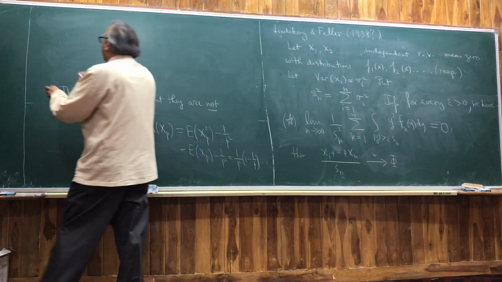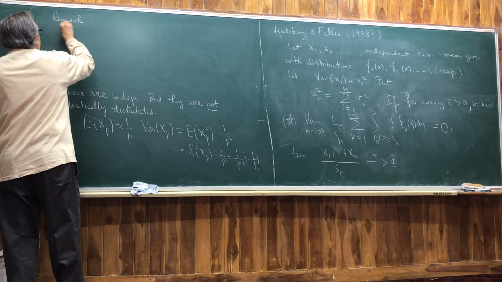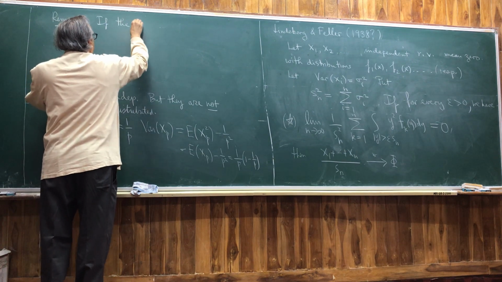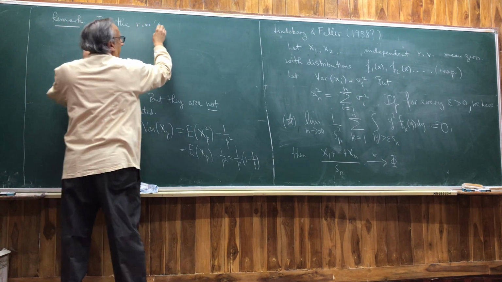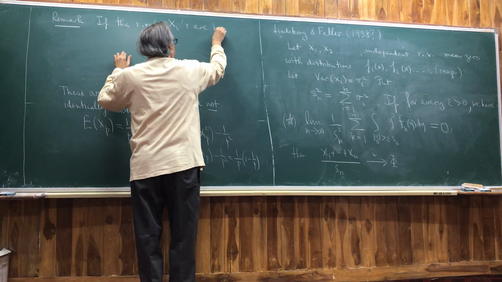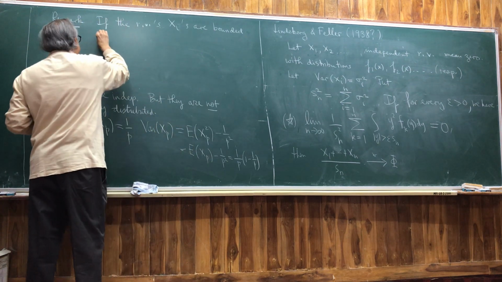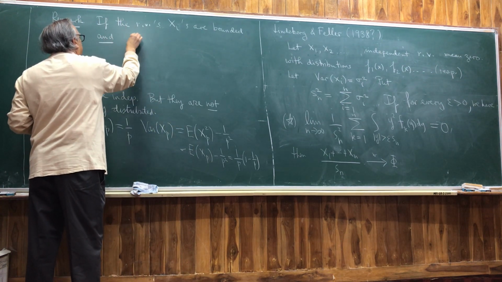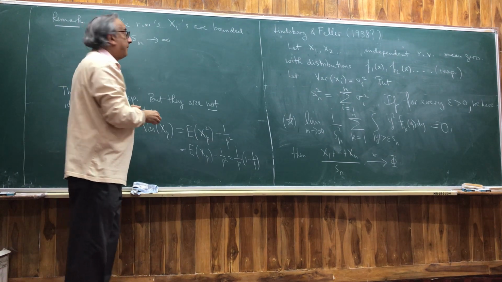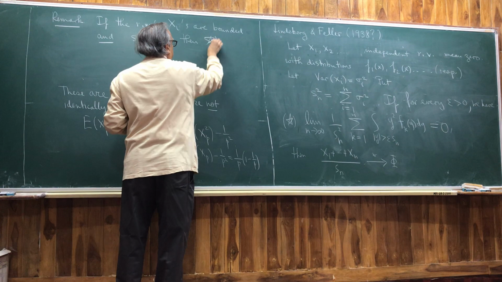So the remark is that if the random variables Xi are bounded and Sn is tending to infinity, then the star is satisfied.